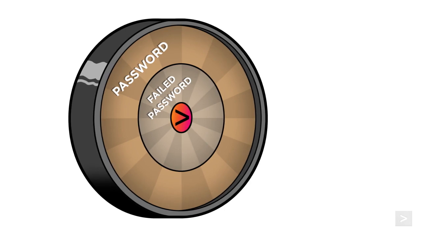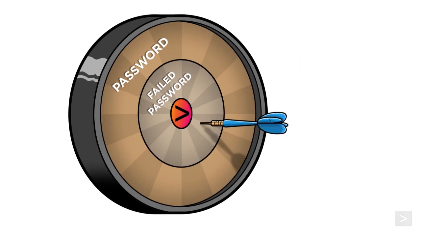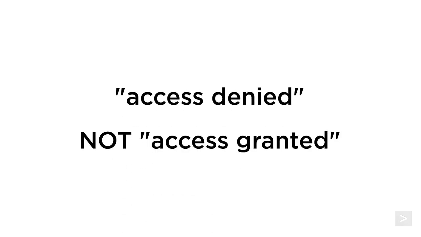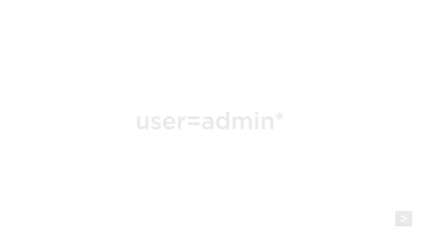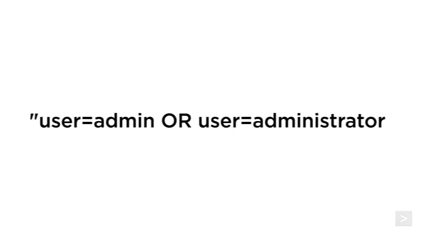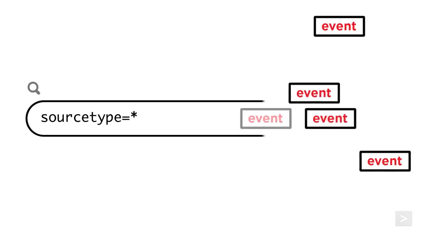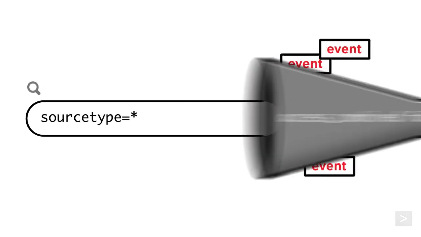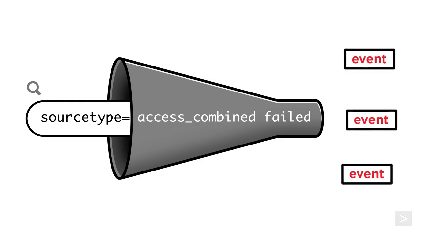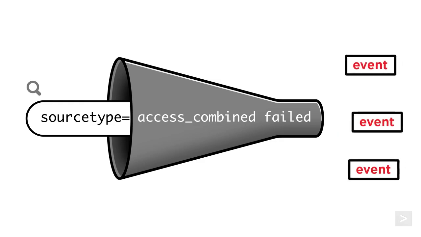It's better to search for failed password instead of just password. Inclusion is generally better than exclusion. Searching for access denied is better than searching for not access granted. When possible, use the or in operators instead of wildcards. Apply filtering commands as early as possible in your search. Filtering early limits the number of events, making future manipulations of the data faster.